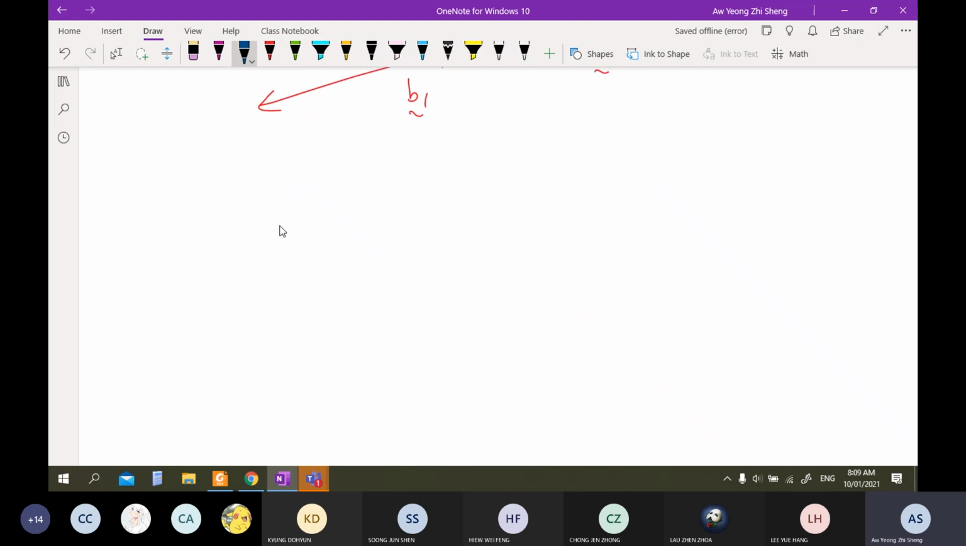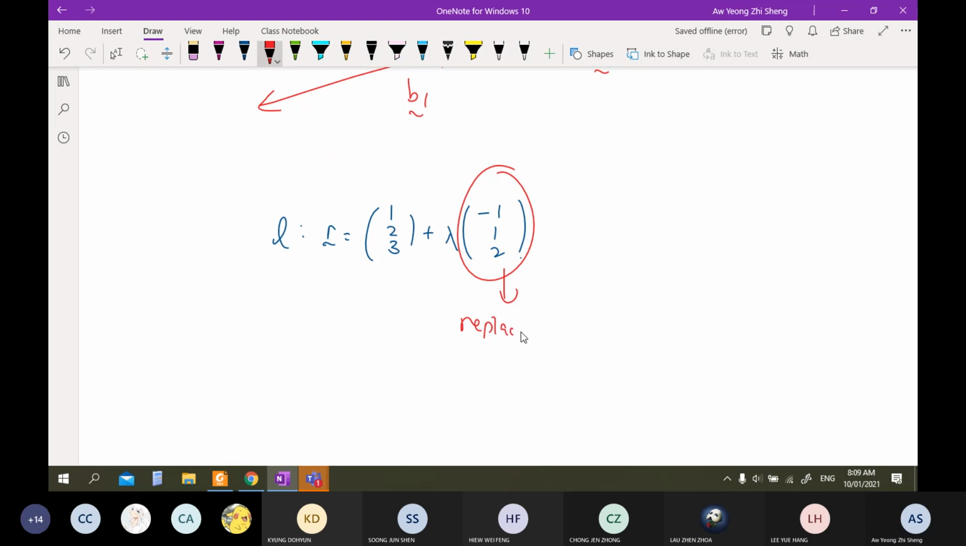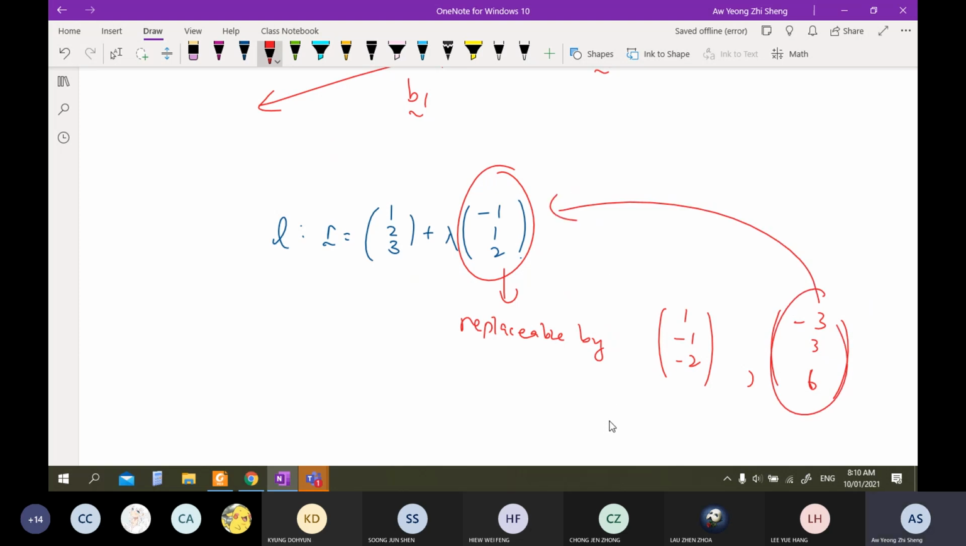So for example, I have line L having r equals (1, 2, 3) plus lambda times (minus 1, 1, 2). Now this is replaceable by any other vectors that are parallel to it. So for example, I know (1, minus 1, minus 2) is a scalar multiple of (minus 1, 1, 2). So you can use this new vector to replace the original direction vector. I also know (minus 3, 3, 6), and this is also a scalar multiple of the direction vector there. So I can also use this to replace. It is still correct. The direction vector is always replaceable by any other vectors parallel to it.